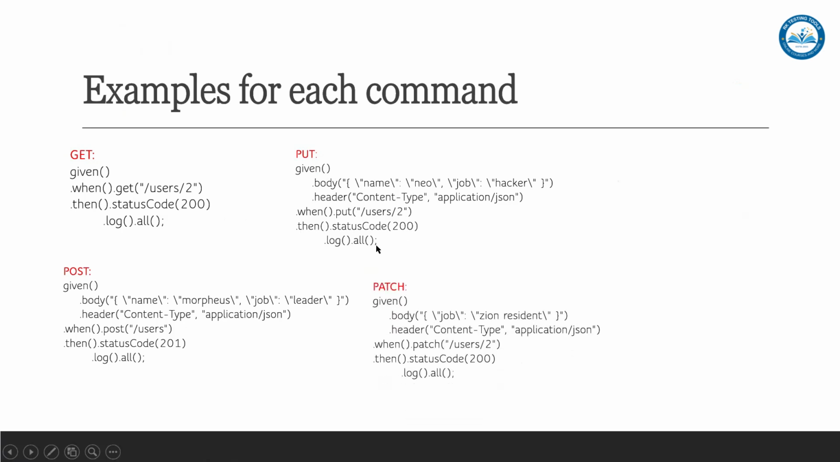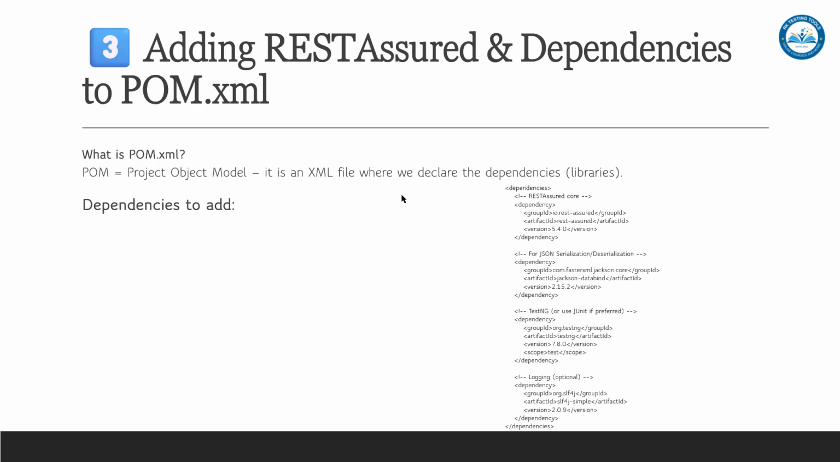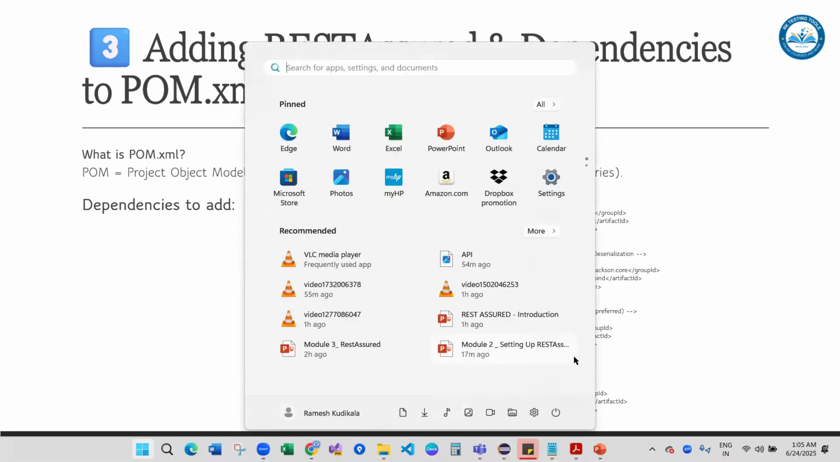And PATCH is nothing but partially updating the data. Like PATCH, given dot body dot job, Neo resident, and the header content we are using, and then when dot patch users/2, we're just adding only the job, okay, only partial data, then 200 status code, log all. Finally deleting: delete, given dot when dot delete /users/2, then status code 204. That's it.